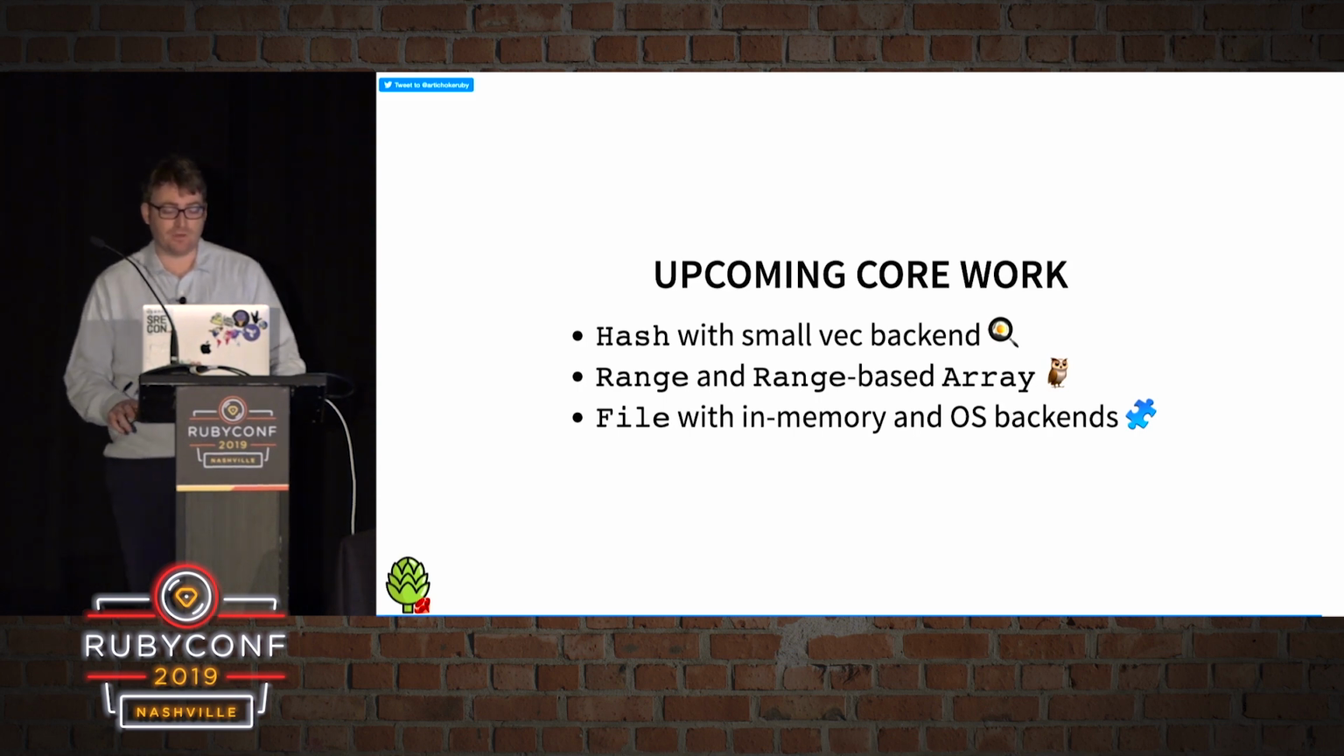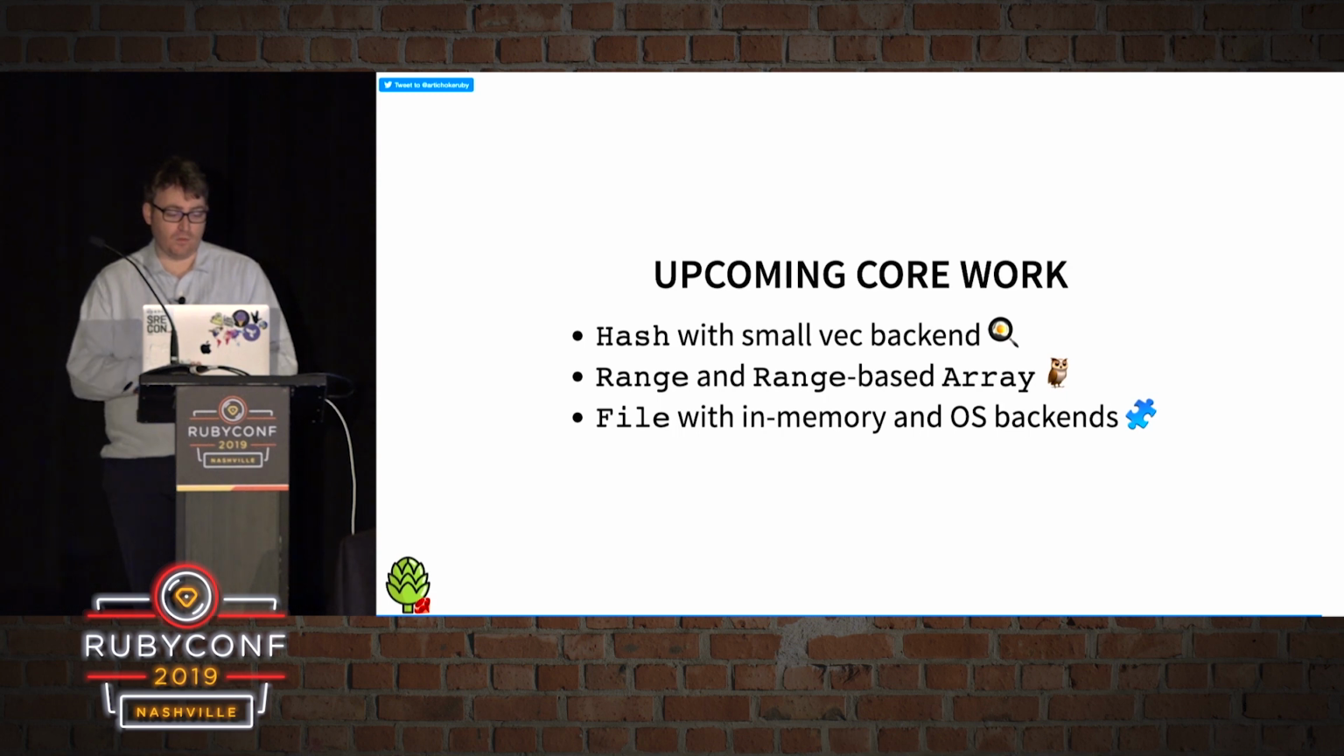So things we're looking forward to are a hash with a small vec backend. Hashes with small numbers of keys and values are quickly implemented as a vector because computers are very good at scanning linear chunks of memory and less good at doing random access.